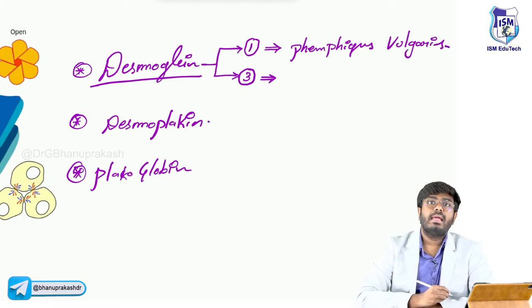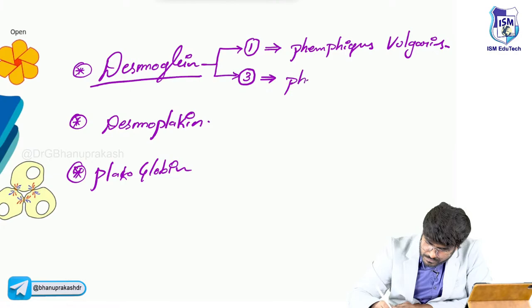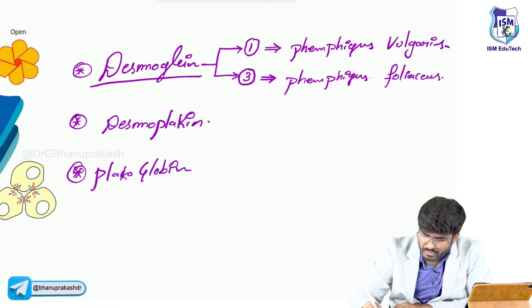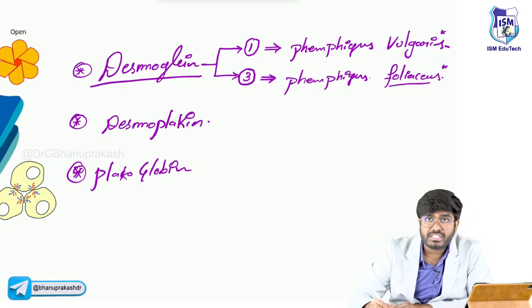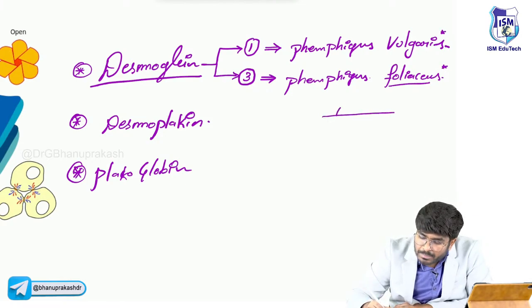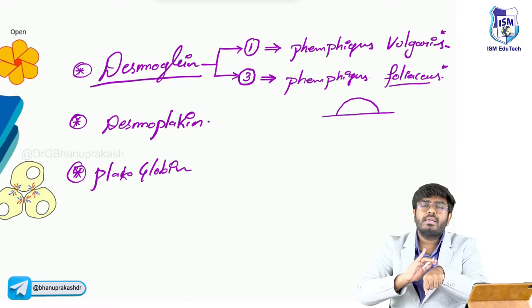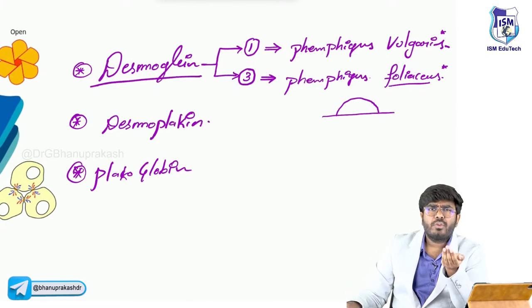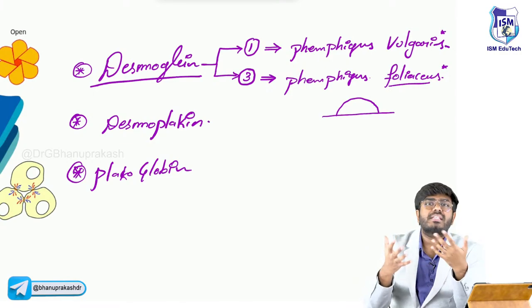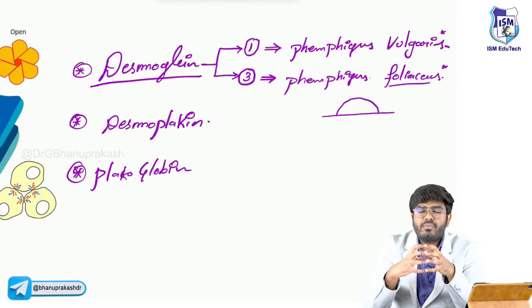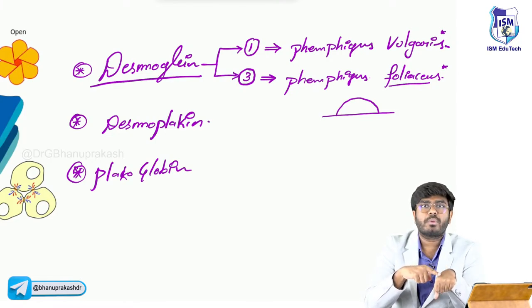Desmoglein 3 defect will cause pemphigus foliaceus. In both these conditions, pemphigus vulgaris and pemphigus foliaceus, it's a blistering disorder. You are going to have bubbles on your skin, fluid filled blisters. Why? Simple. The cells are getting separated because the desmosomes are not there. When the cells are getting separated, the fluid will start to accumulate between the cells. So fluid accumulation will lead to blister formation.